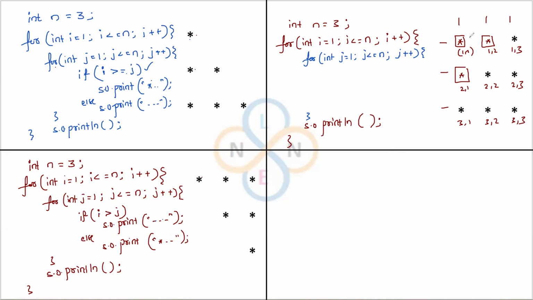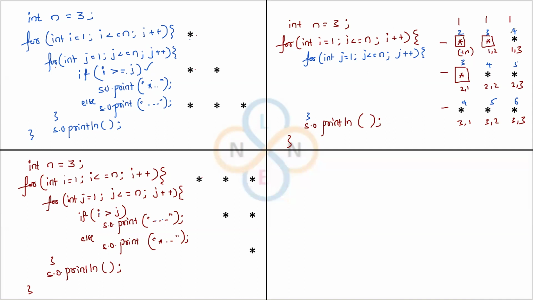Okay, here 1 plus 1 is 2, then 1 plus 2 is 3, and 1 plus 3 is 4. I'm adding i plus j. So here 3, 4, then 5. The next row gives 4, 5, and 6, right? So when we add i plus j and compare with n, what is the logic behind this? If i plus j is greater than n, then print a star, correct?